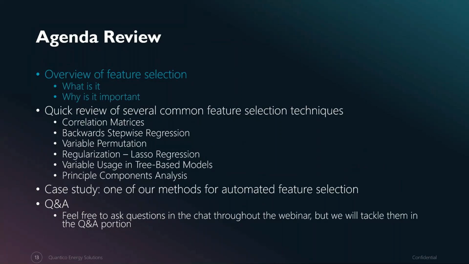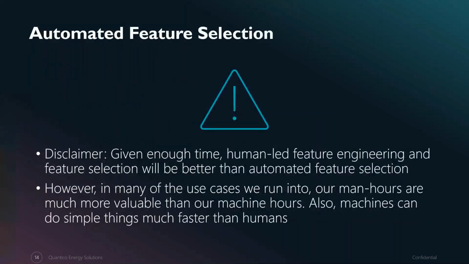We gave a quick overview of feature selection, what it is, why it's important, and some of the obstacles that you might face. Next, I'm going to talk about some of the common feature selection techniques that I've run into during my time as a data scientist. I'll give some pros and cons, and then lastly, we'll talk about one of our methods that we use here at Quantico.